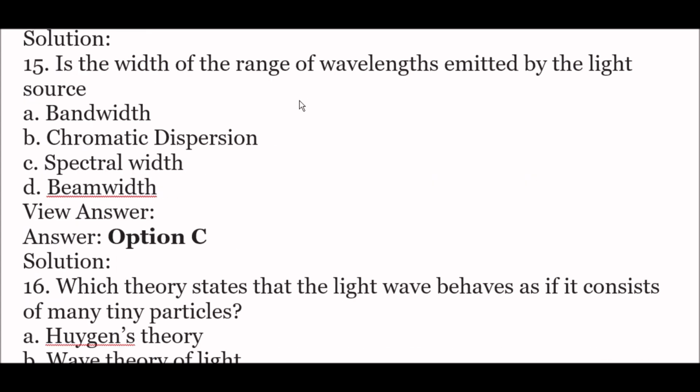Is the width of the range of wavelengths emitted by the light source option A bandwidth, option B chromatic dispersion, option C spectral width, option D beam width? Right answer is option C, spectral width. The width of the range of wavelengths emitted by the light source is spectral width.